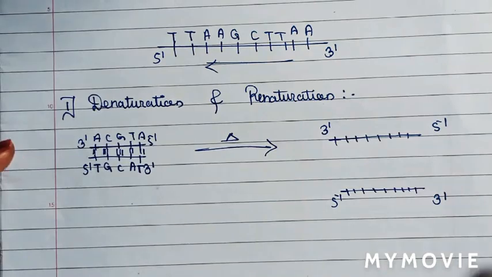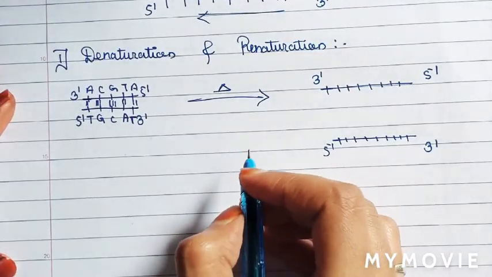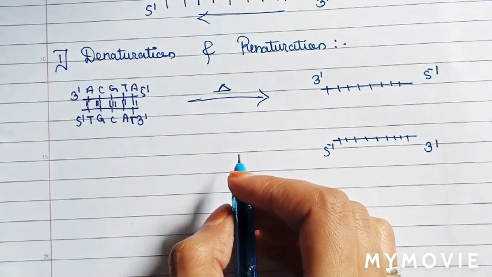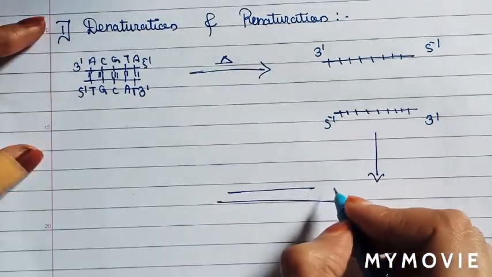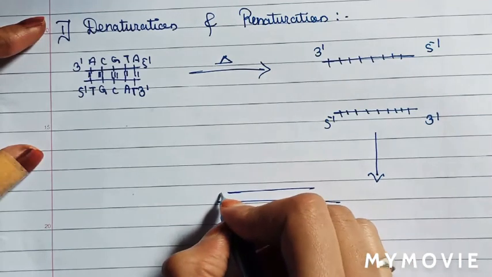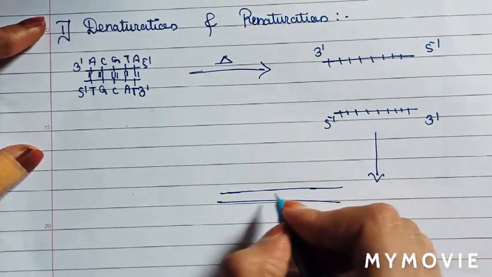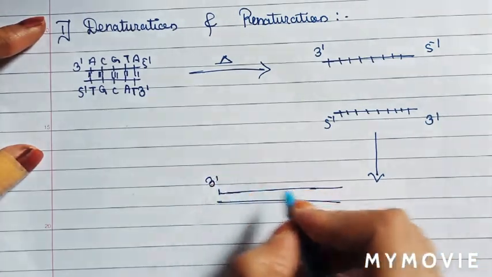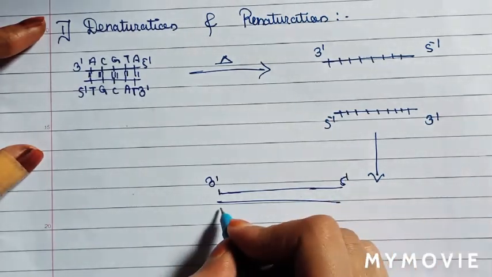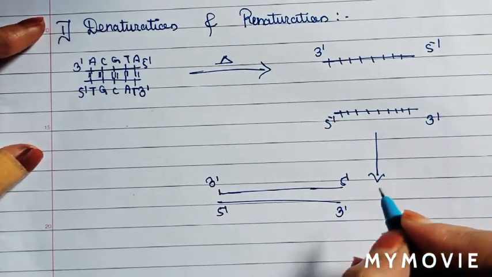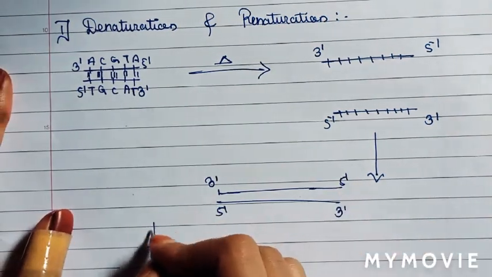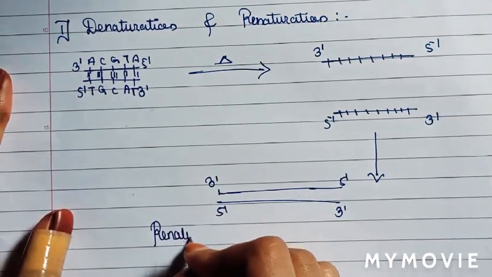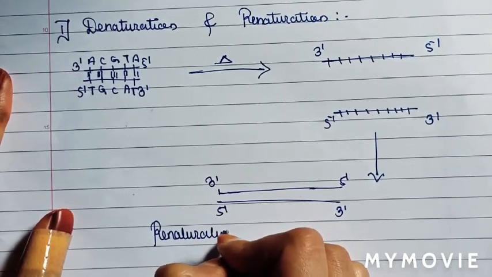Okay. Now, this process is known as denaturation. What is renaturation? Renaturation means if we cool this DNA strand, they form hydrogen bonds between them, 3' end to 5' end and 5' end to 3' end, so the strands get attached to each other. This is known as renaturation.